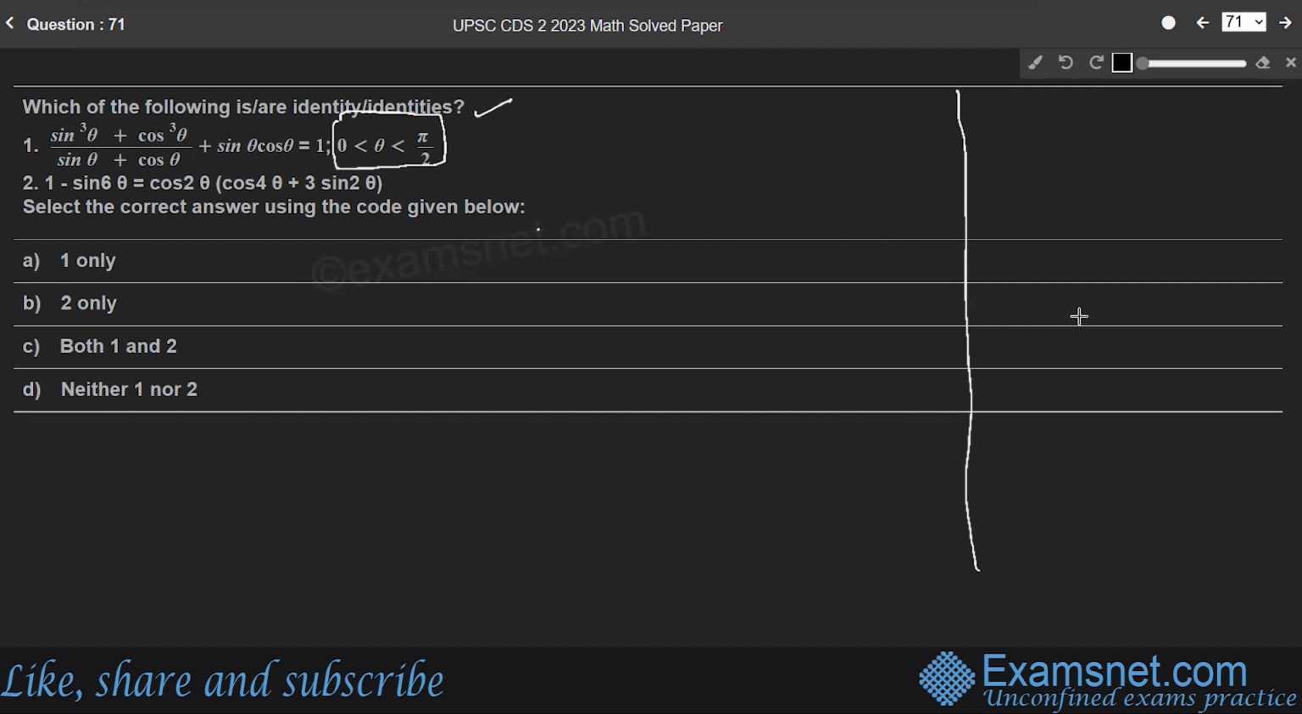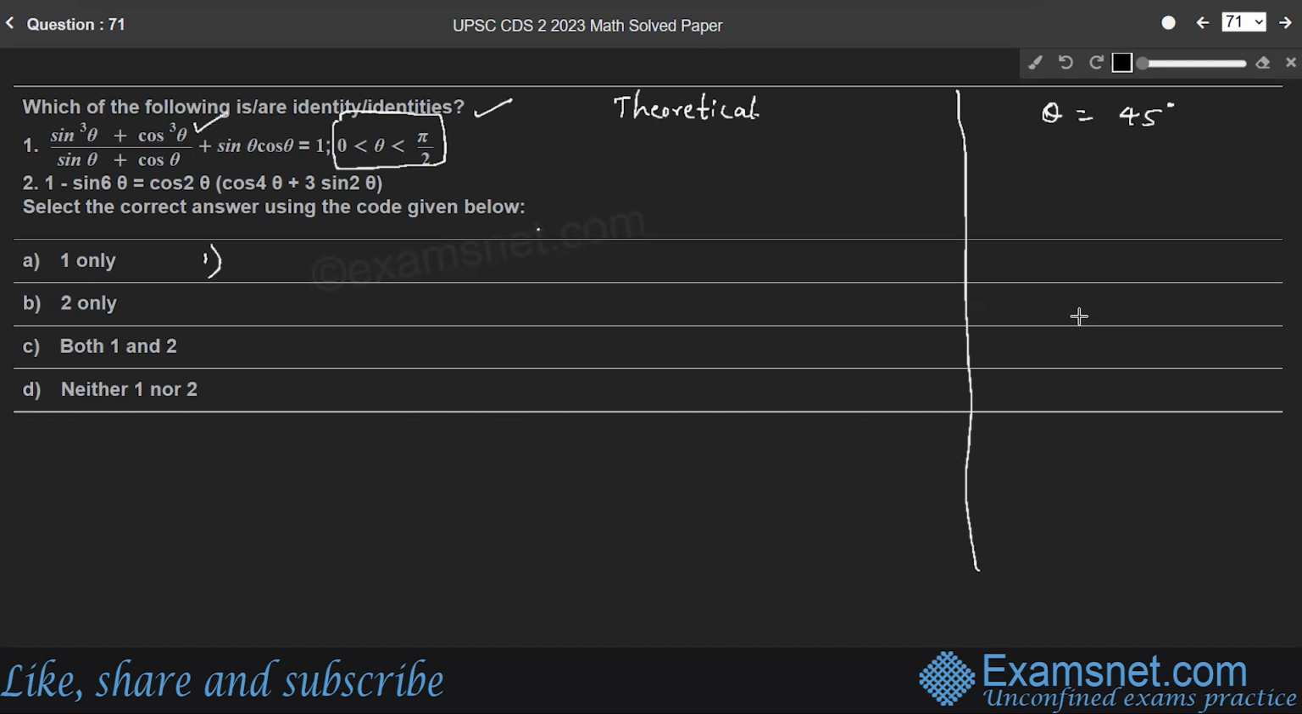That means we have to check whether LHS is equal to RHS or not. So we'll consider theta as some value, for example, 45 degrees. In this way you can verify. Otherwise, the theoretical method. So we'll consider the first equation: sine cube theta plus cos cube theta divided by sine theta plus cos theta, plus sine theta into cos theta should be equal to 1.